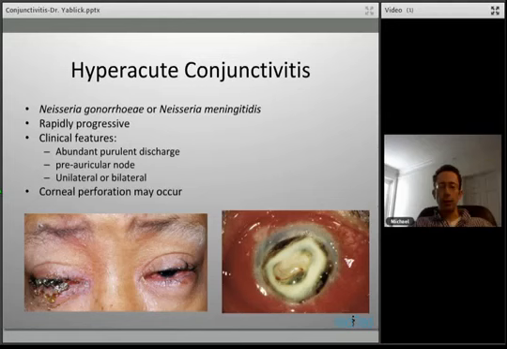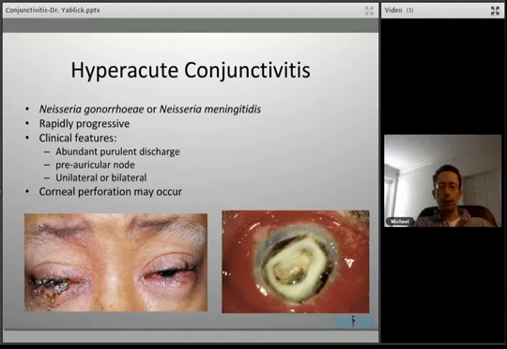So to diagnose hyperacute conjunctivitis, certainly you have a clinical suspicion, but you basically confirm with a gram stain in which you're looking for gram-negative intracellular diplococci, and then also you confirm that with your culture.